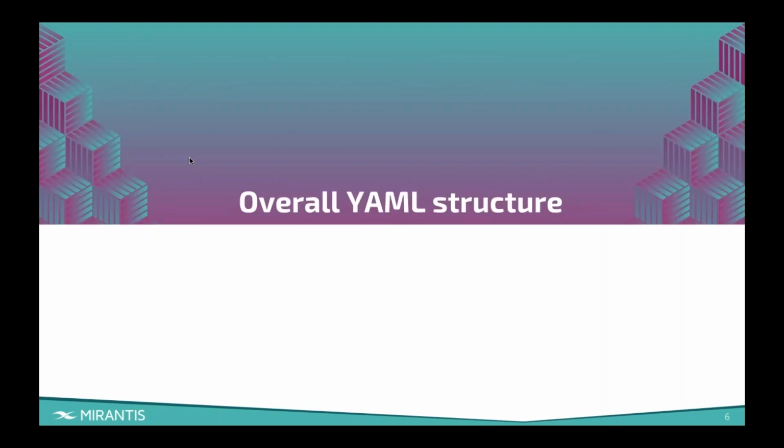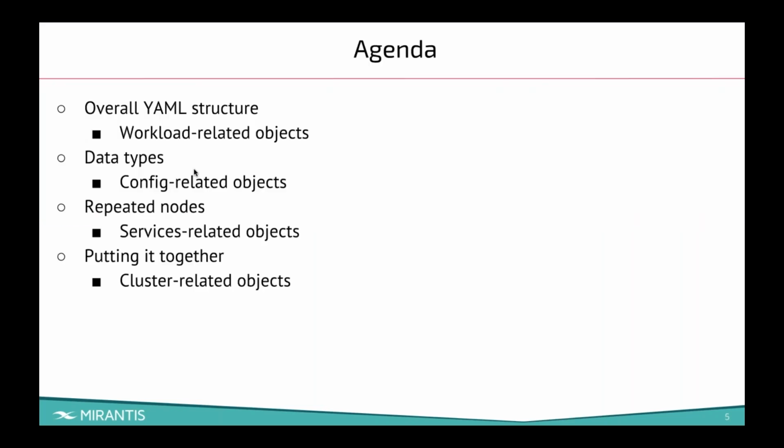Then we're going to talk about data types, which a lot of people don't even realize YAML has, and we're going to do that in the context of configuration related objects like config maps. And then we're going to handle some things that can look really confusing if you're not familiar with them, which are repeated nodes. Sometimes this tends to stump people who are new to YAML because YAML itself is pretty simple, and then you hit these annotations in there and you're thinking, what the heck is this? So we're going to hit that in the context of services related objects.